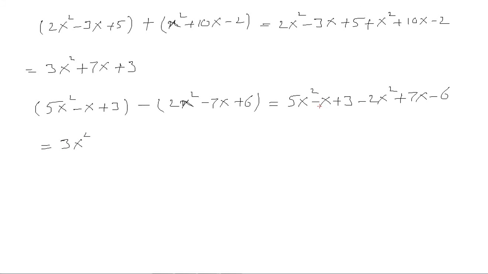I have a negative 1x here. I have 7x here. Negative 1 and 7 is plus 6x. And finally I have 3 and negative 6. If you add them up, it gives you negative 3. So that is about how you add up and subtract polynomials.